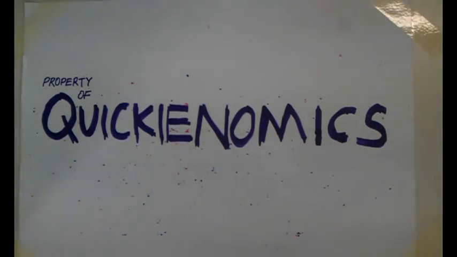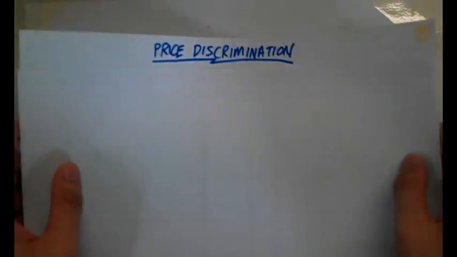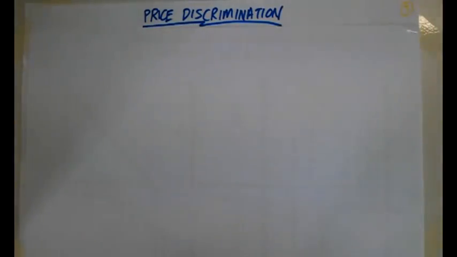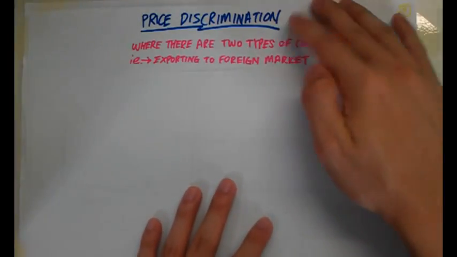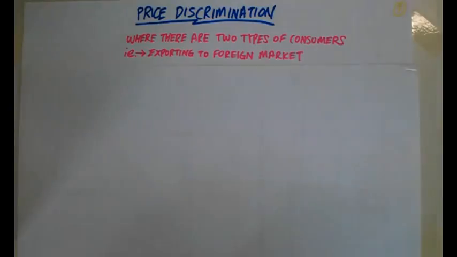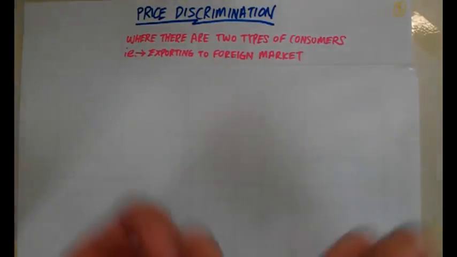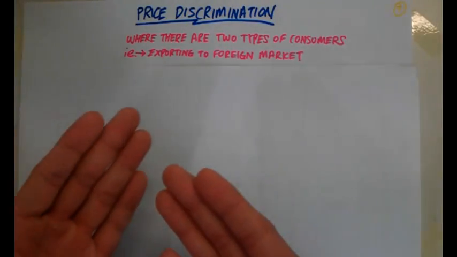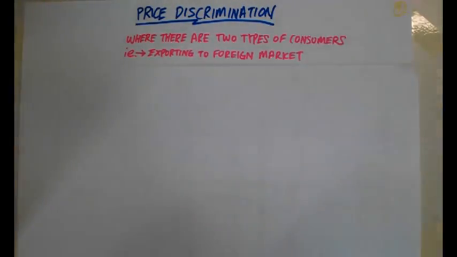So we're almost there. Let's talk about price discrimination first. Before I go on, let's just talk about what price discrimination is. There are two types of consumers, and the monopolist can choose to charge a different price. For example, exporting to a foreign market: we can charge the local market at this price, and we can charge the foreign market at another price.